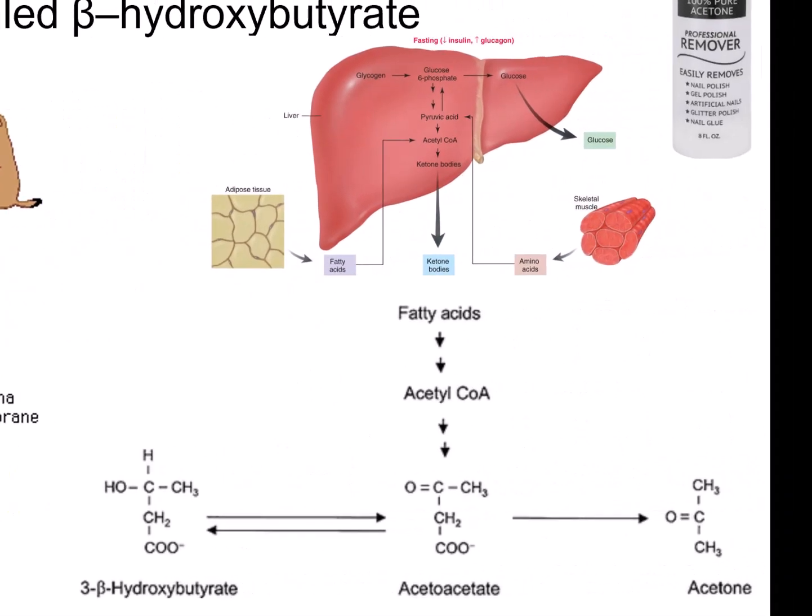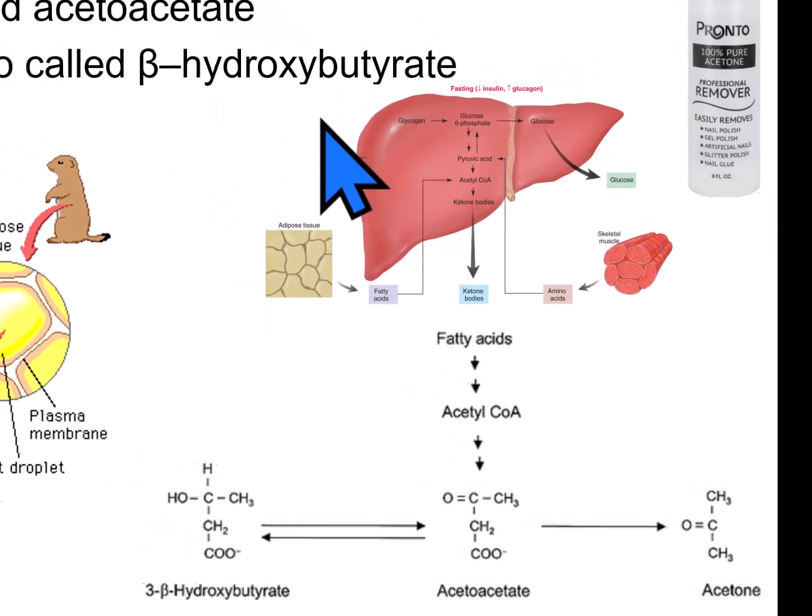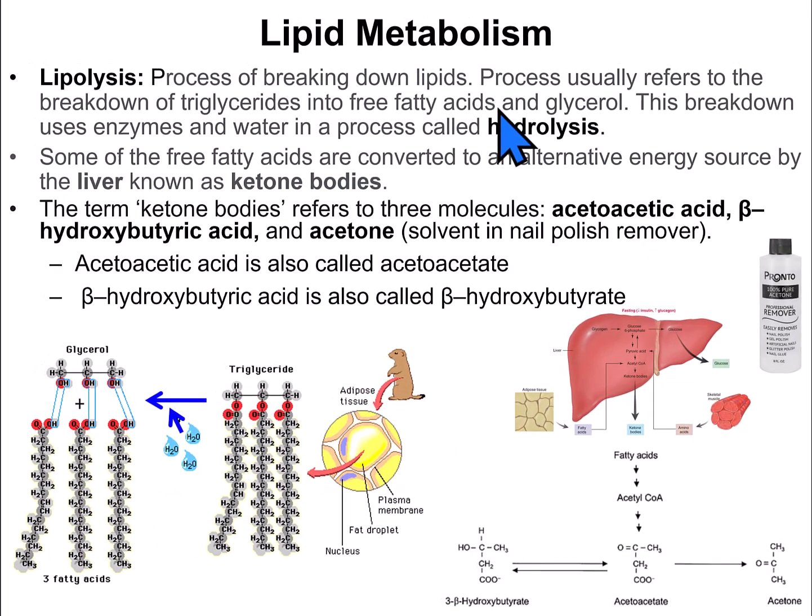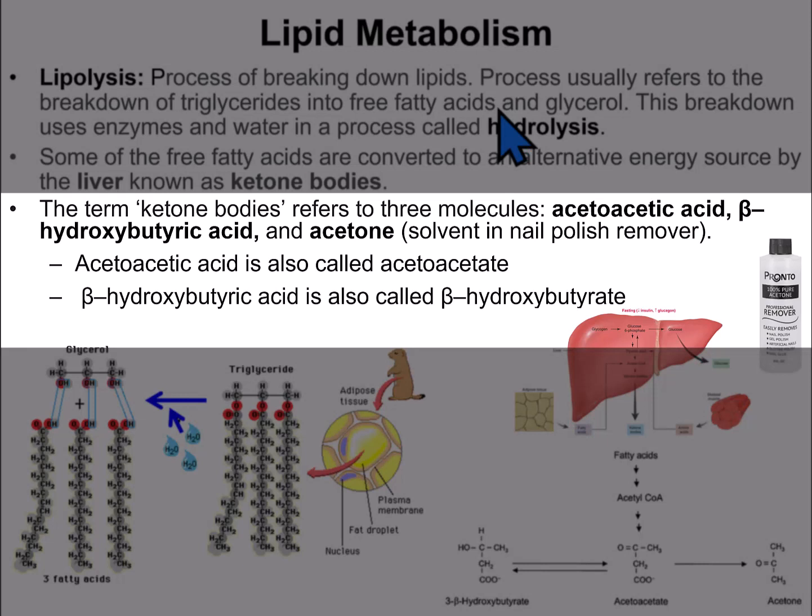Well, some of the free fatty acids are converted to an alternative energy source by the liver primarily, which are known as ketone bodies. The term ketone bodies usually refers to these 3 molecules, and you want to make sure you star these. So when I ask you about the ketone bodies, you should be able to name these 3. We have acetoacetic acid, beta-hydroxybutyric acid, and acetone.